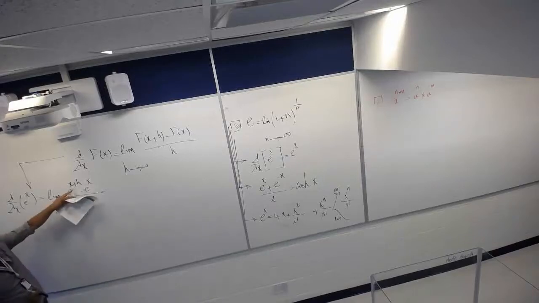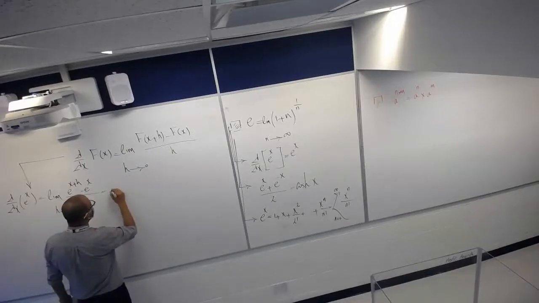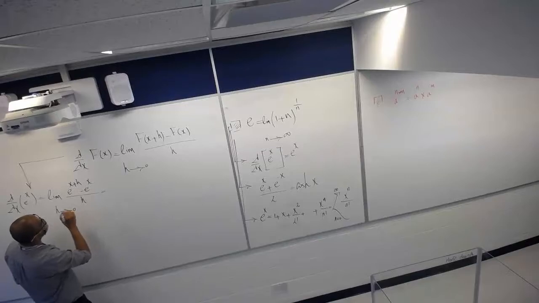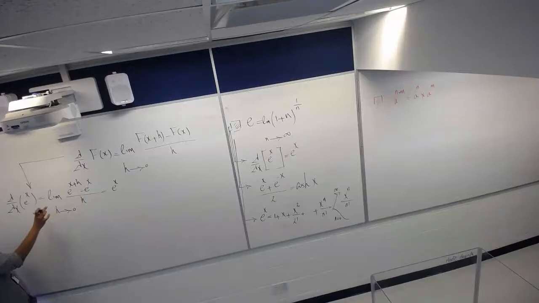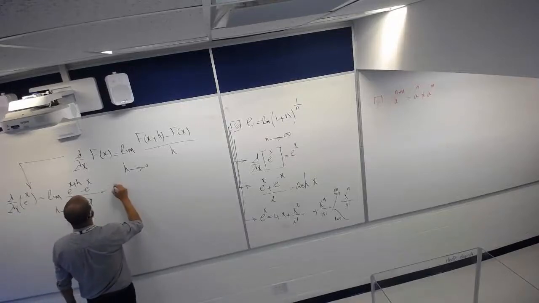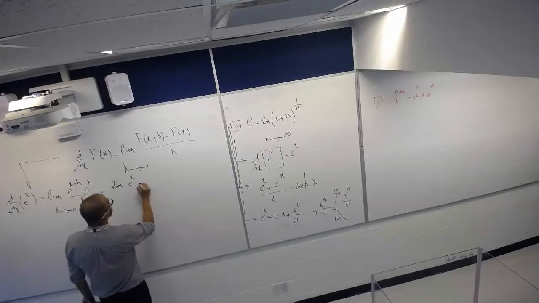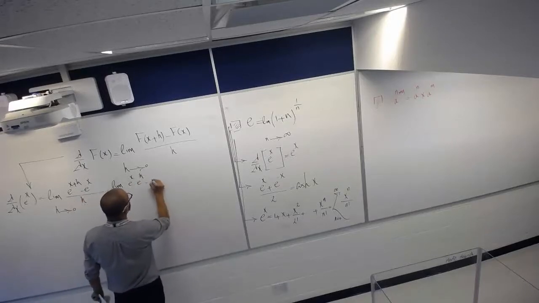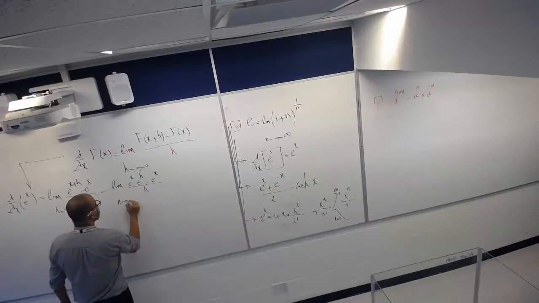Now, you see that e to the power x plus h, if you look at that formula, can be written as e to the power x times e to the power h. Correct? Now, that's what I'm going to do. I take e to the power x, take this out from this term, but let me write all of it. It becomes the limit of e to the power x times e to the power h minus e to the power x over h, as h goes to 0.